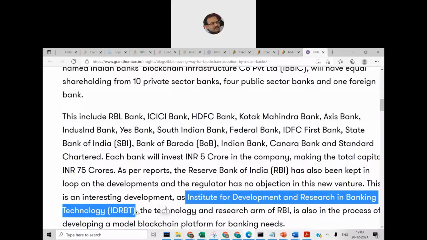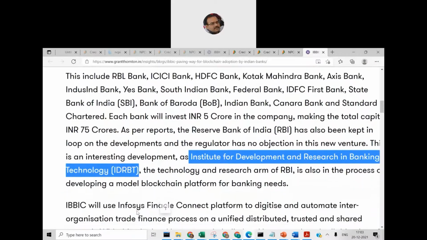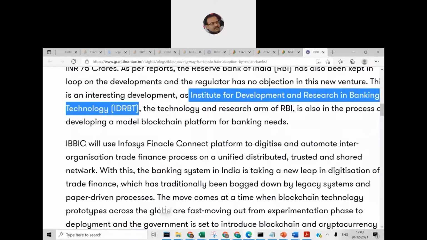Technology is fine, but technology should be tested before it is deployed, because you cannot risk the customer's data, you cannot risk the customer's financial data, because once the data is breached and data pilferage takes place, then yes, frauds can happen and the customer might end up losing the money. So that kind of situation should never arise. And the IBBIC will use the Infosys Finacle Connect.